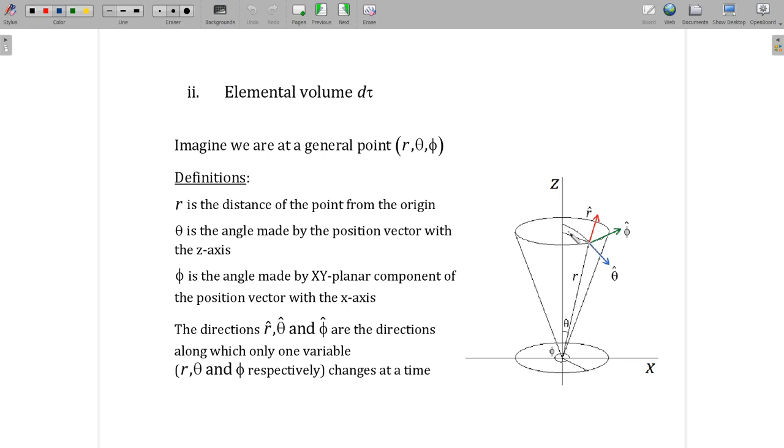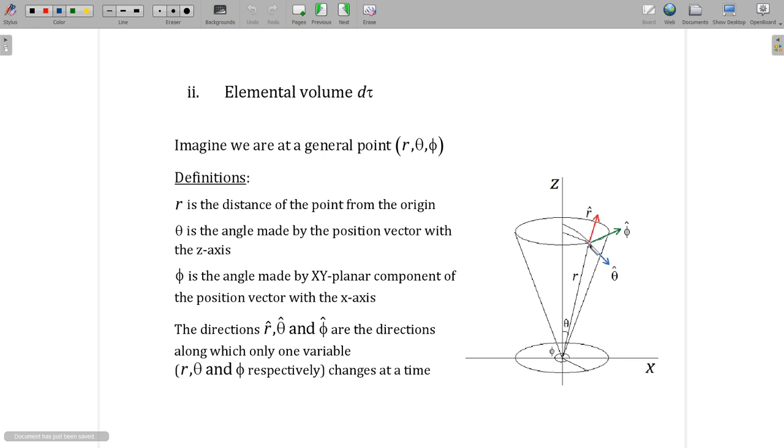So if I were at this point, and the distance of this point from the origin is also, let's say, small r. So if I now start rotating my position vector in this particular direction, such that the length of the position vector remains constant and phi also remains constant, but theta increases. So this is the direction.